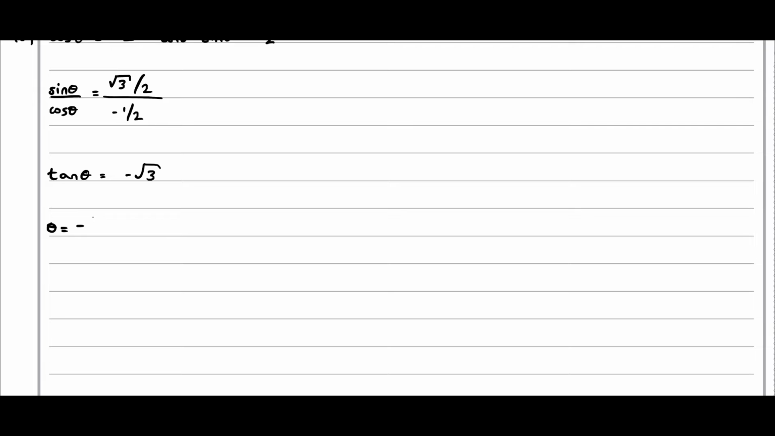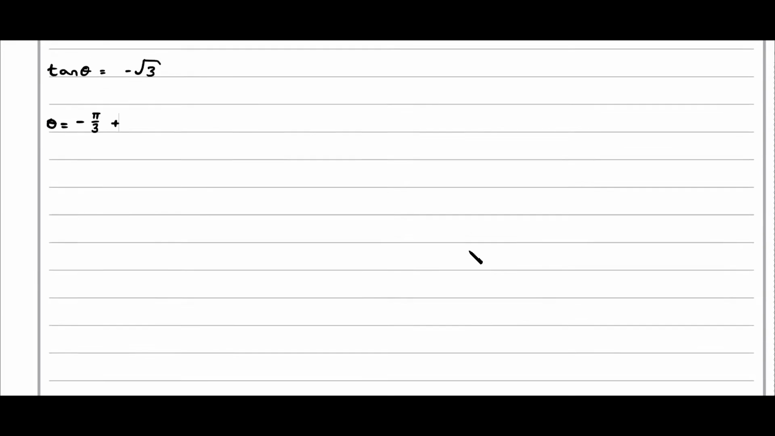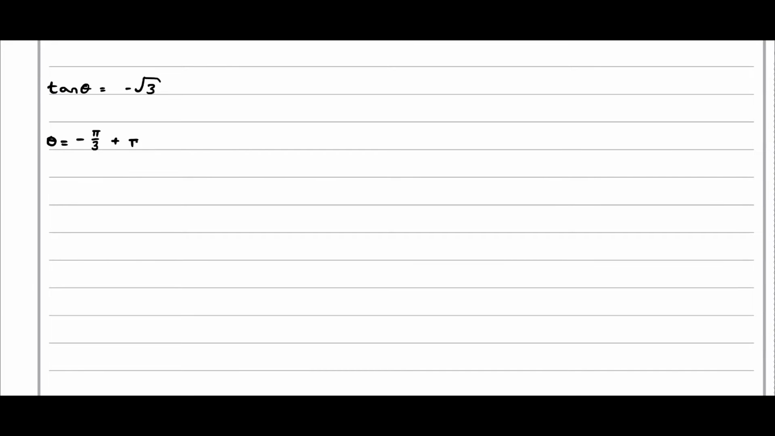-√3, which is -π/3. But we have to add on a value of pi as well, because we're going anti-clockwise. And we want to make sure we're in the right quadrant. So therefore, theta is equal to 2π/3. We can therefore say, we have theta in radians, we can therefore conclude that we have a rotation by 2π/3 radians anti-clockwise about O. Okay.